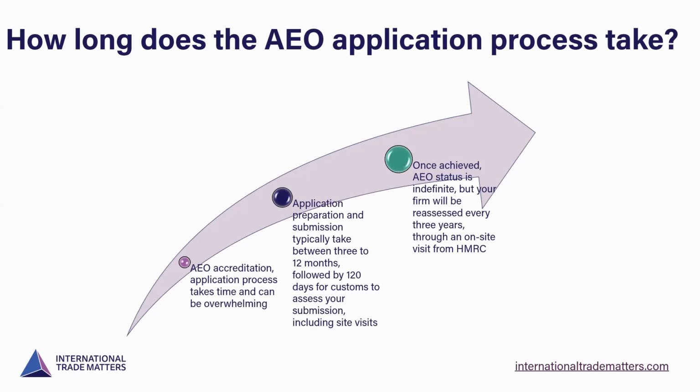But once it's completed and with HMRC, they have a dedicated 120 days for customs to assess your submission, including their dreaded site visit from HMRC. There's nothing to be worried about. If you've done your preparations in time and got all your i's dotted and t's crossed, that should be a bit of a breeze. And then once the AEO status is achieved, it is indefinite. But your firm will be reassessed every 3 years through an on-site visit from HMRC or a desktop audit. So again, they're keeping on top of you, making sure you're doing what you say you're doing in the application.